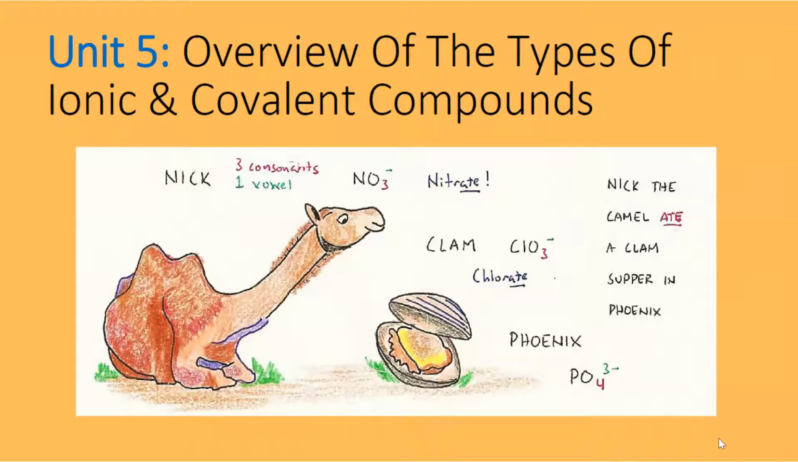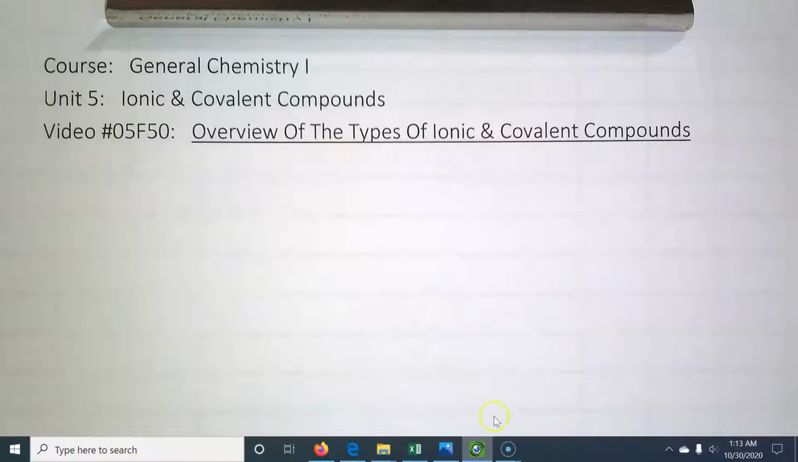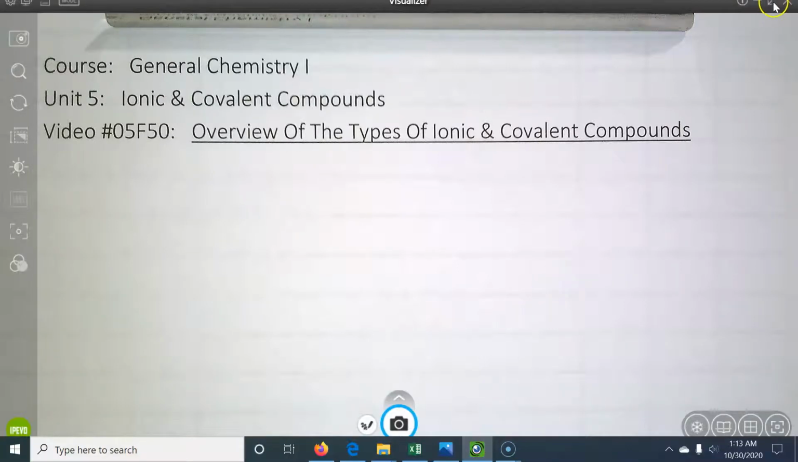Hello. Unit 5 is about ionic and covalent compounds, and a huge part of this unit is naming these compounds properly. But because there are several types of ionic and covalent compounds, a good way to tackle this problem is to first be very good at categorizing the types of compounds that you have. And this video is concerned about categorizing these types of compounds.